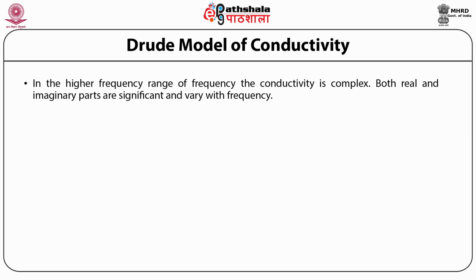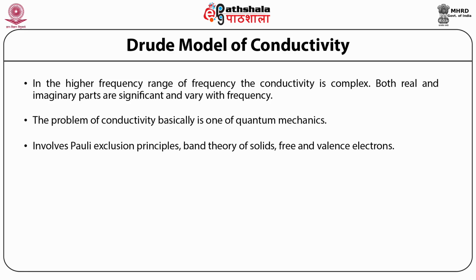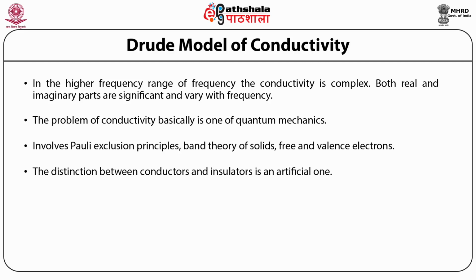In the higher frequency range, the conductivity is complex. Both real and imaginary parts are significant and vary with frequency. So though classical theory gives an overall picture of conductivity, the problem is basically one of quantum mechanics. The concepts of the Pauli exclusion principle, band theory of solids, and free and valence electrons are all quantum mechanical concepts that play an important role. The distinction between conductors and insulators is an artificial one, at least away from omega equals 0.